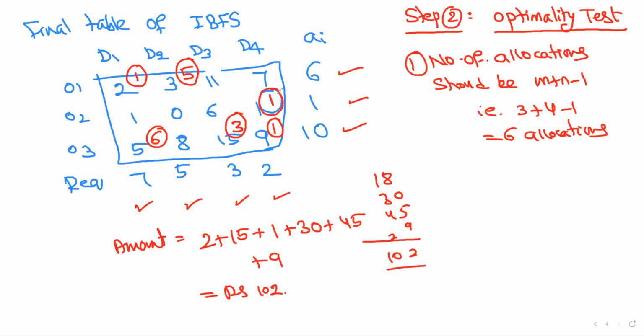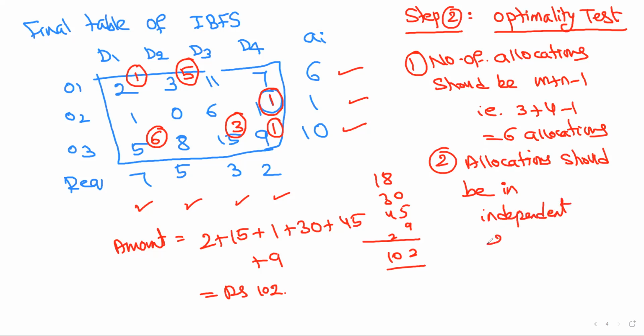1, 2, 3, 4, 5, 6. That's correct. Allocations should be in independent position. Independent position means they should not form any closed loop.